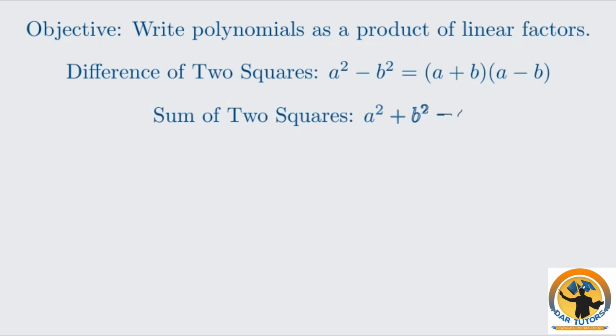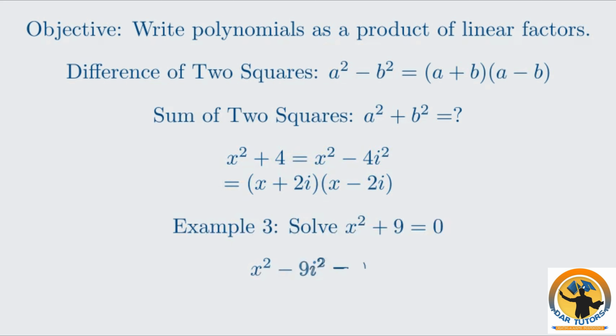So we can rewrite plus 4 as minus 4i squared. Now we have x squared minus 4i squared, which is a difference of 2 squares. This factors into (x plus 2i) times (x minus 2i). So the sum of 2 squares can be factored in the complex number system. Let's apply this to solve some equations.